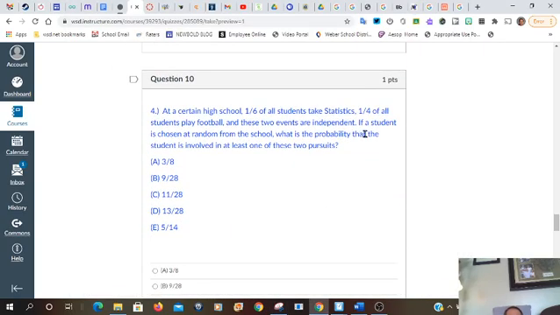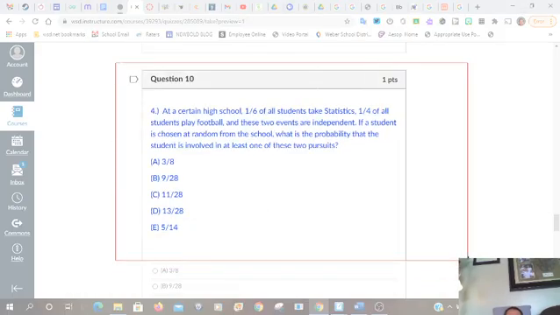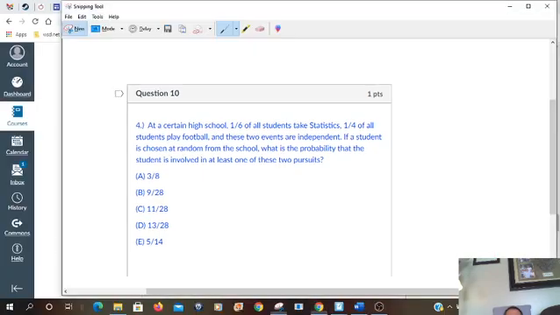And then number 4 is the union problem. And so union is a little bit different than conditional, right? And so the union problem is basically like this. How do you know it's union? It has at least one of these two pursuits.